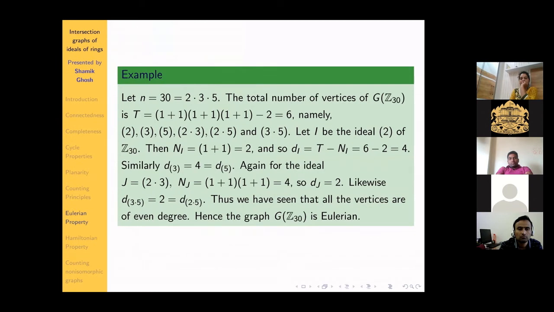For example, if you have n equal to 30, that is 3 distinct primes, you see the graph becomes Eulerian. The Z30 has 6 vertices because (1 plus 1 plus 1), 2 into 2 into 2 minus 2, that is 6. And the 6 vertices are 2, 3, 5, 6, 10, and 15.